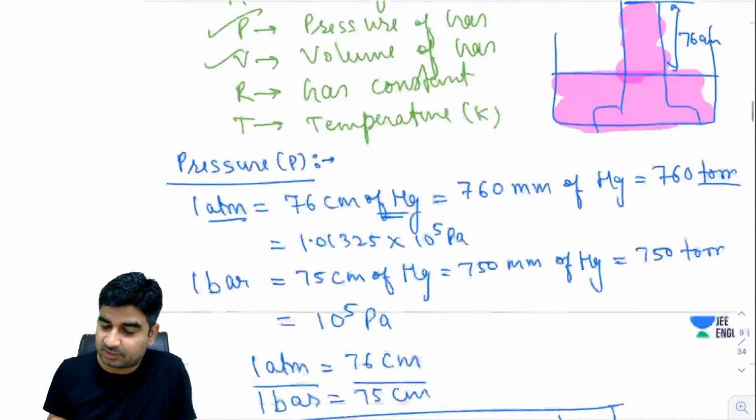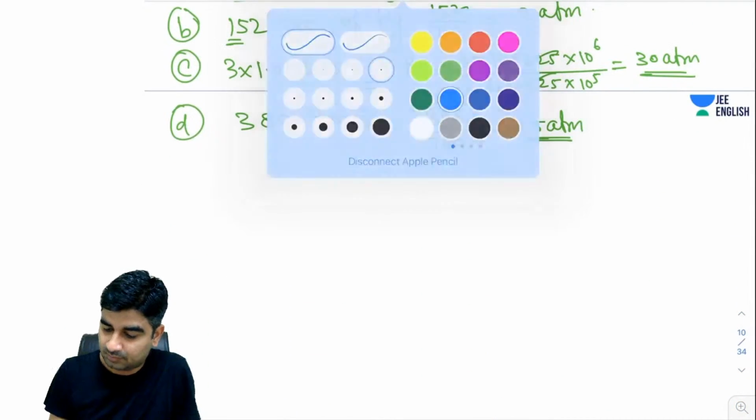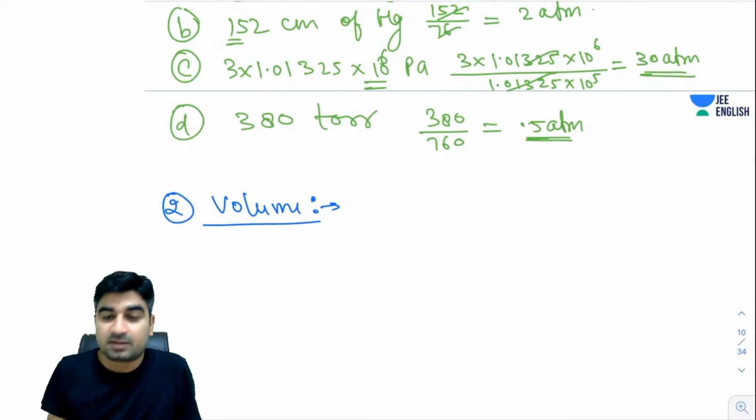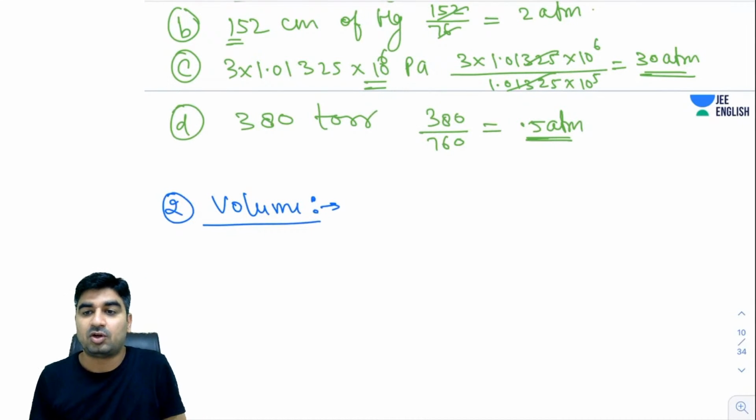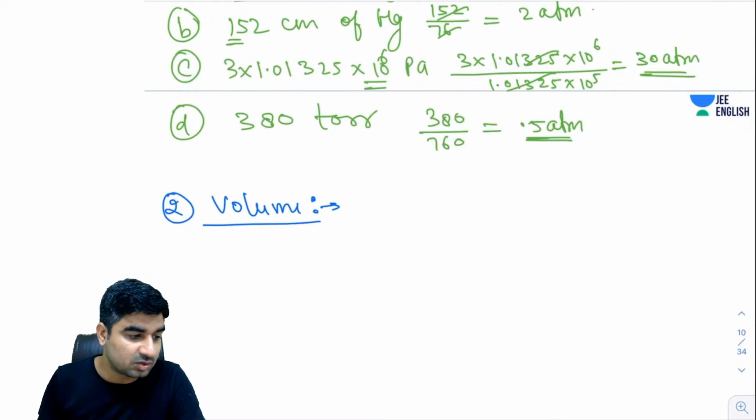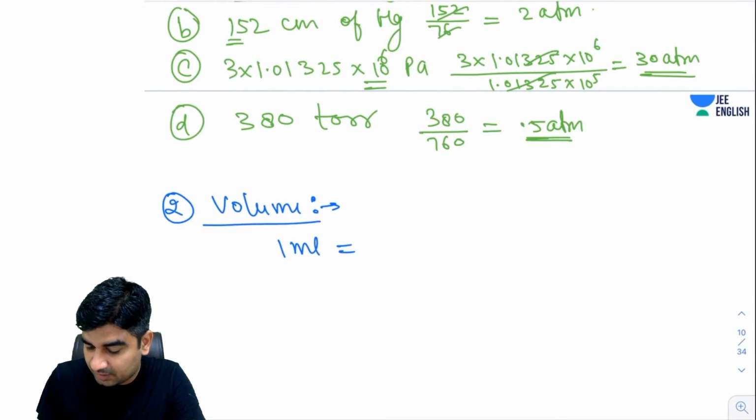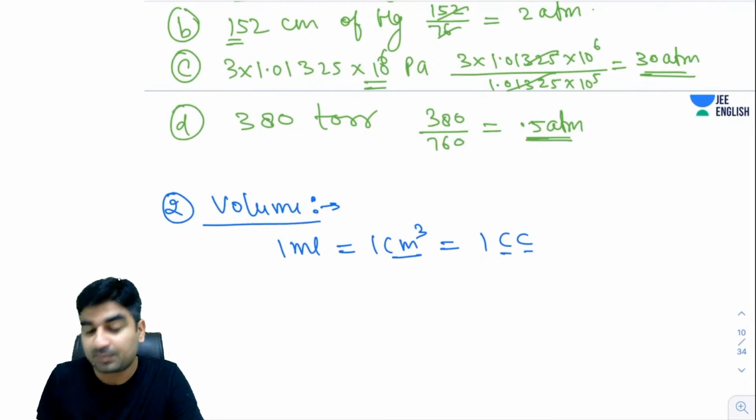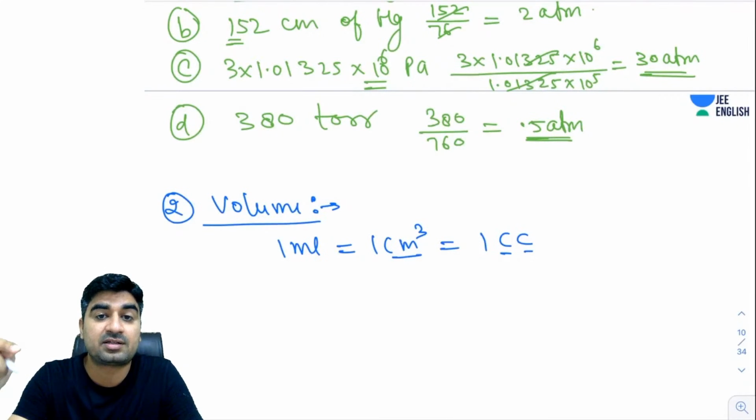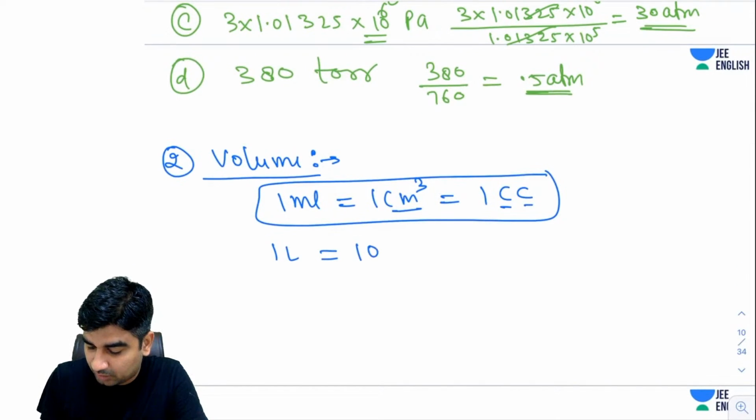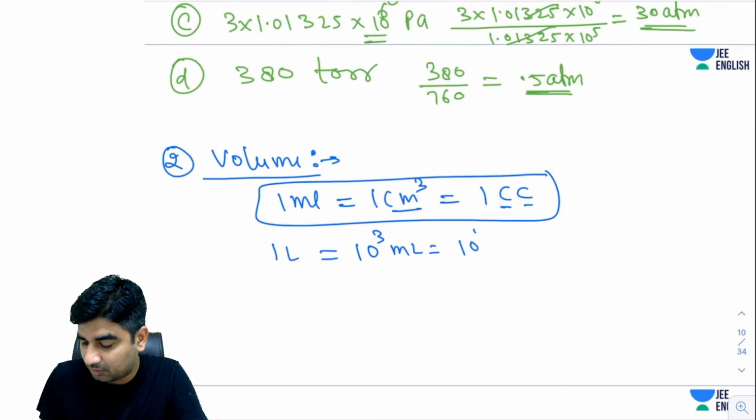Pressure is done. Now let's take another unit, volume. What is this volume? I told you gases don't have their own volume. The volume of container is basically called volume of gas. So 1 ml is basically 1 centimeter cube, and 1 centimeter cube we also write as 1 cc. First C for centimeter and second C for cube, right? So everyone knows 1 liter will be equal to 1000 ml or 1000 centimeter cube.